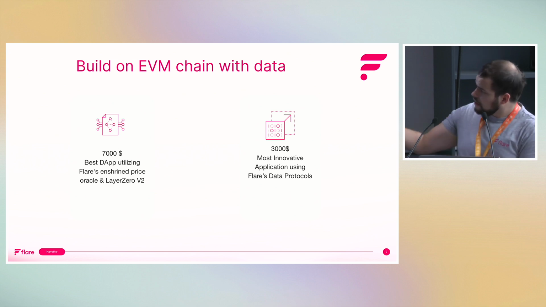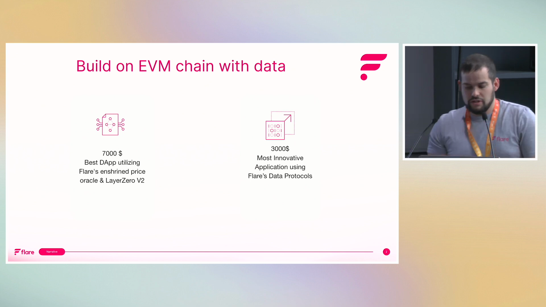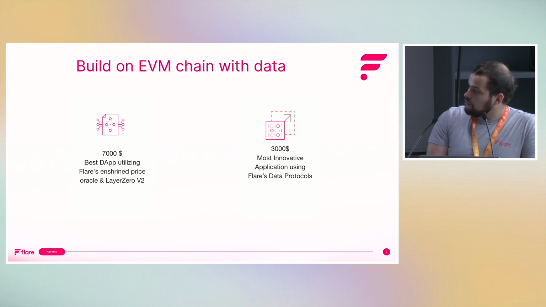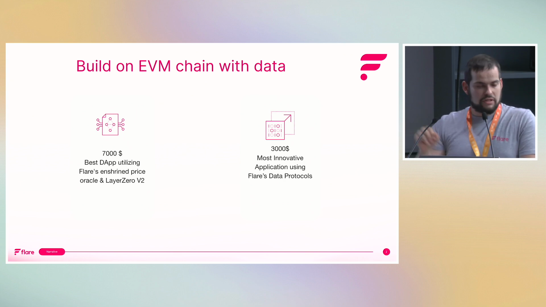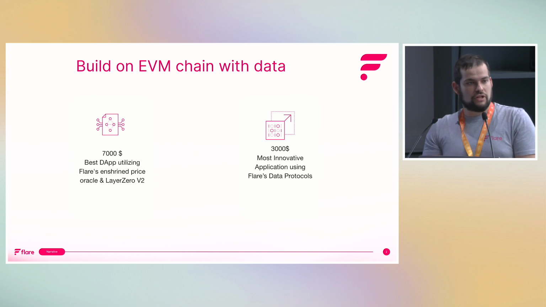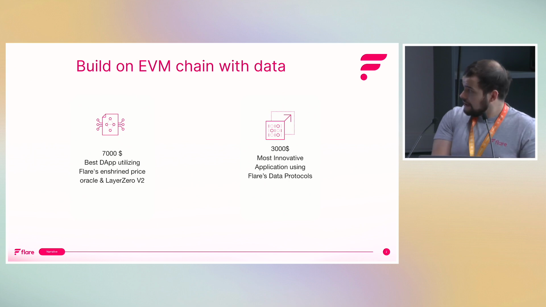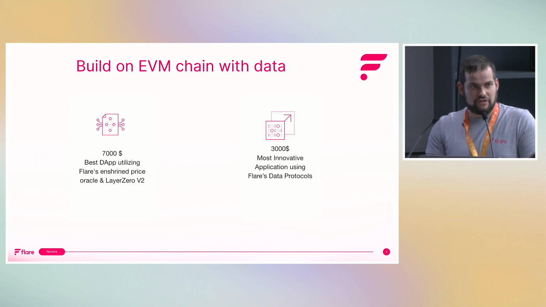And secondly, we also have a second track, which is the most innovative application using Flare's data protocols. So apart from just pricing oracles, we also offer additional data connectivity oracles where you can observe what's happening on other chains without any additional interaction from other chains. So you can observe non-smart chains. You can observe Bitcoin payments. You can observe XRP Ledger payments. You can observe what's happening on Dogecoin. And in that case, you can also apply for that track.